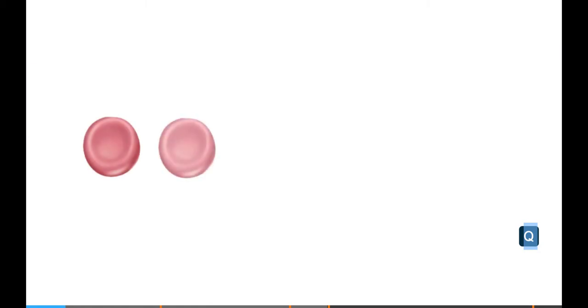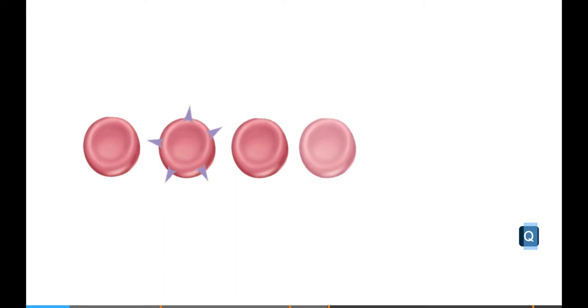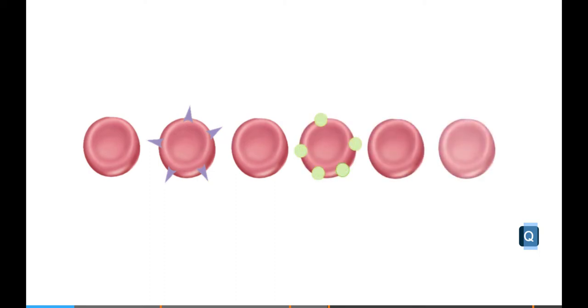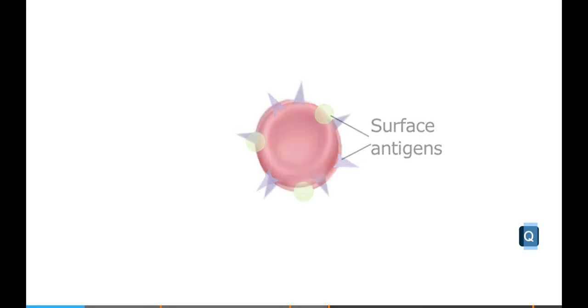Blood type is determined by the presence or absence of a specific glycoprotein on the outer surface of the red blood cell. These glycoproteins are called antigens. The surface antigens that you have are genetically determined.